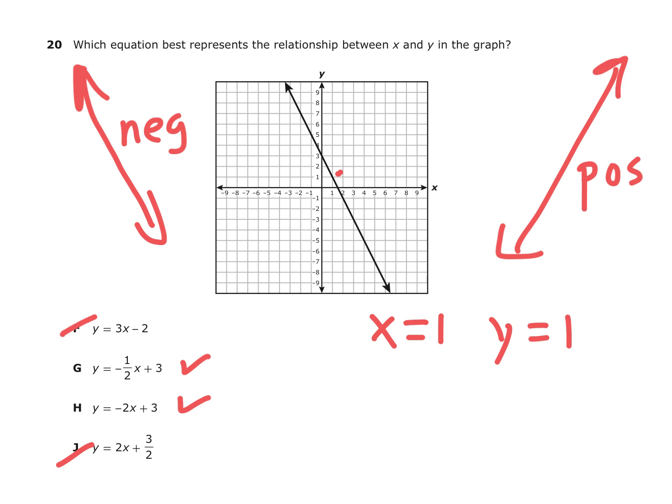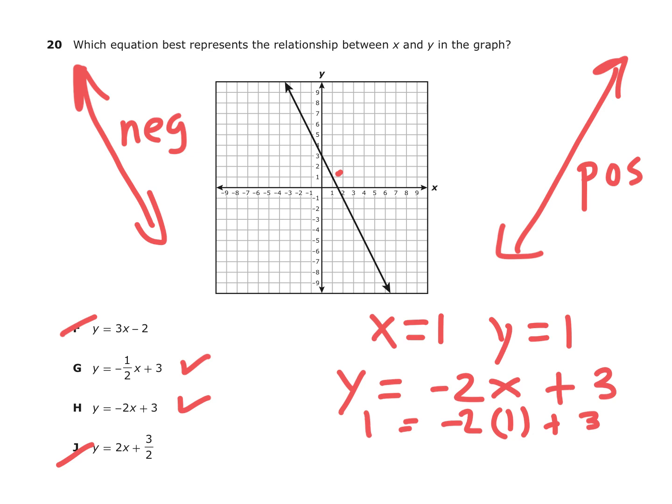So if you look at answer H, y is equal to negative 2x plus 3. If x is 1, we're going to have negative 2 plus 3. That will give us 1. So when x is 1, y is 1. That works. So it should be answer H. So for number 20, the answer was H.